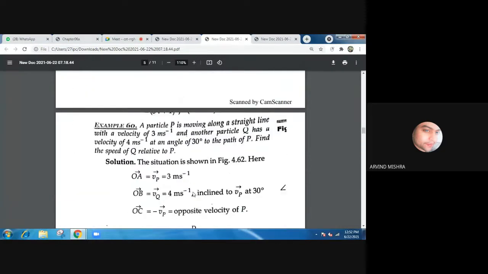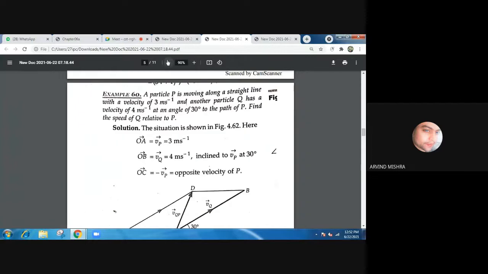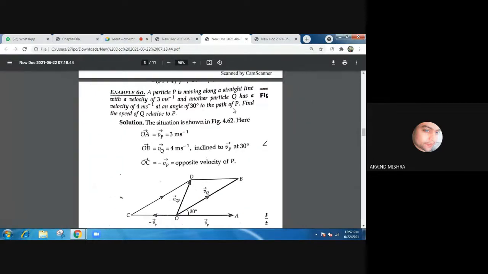Now look at this problem. A particle is moving in a straight line with the velocity 3, and another vector Q has a velocity 4 meter per second at an angle of 30 degrees. You can see in the diagram we have given P and Q with a 30 degree angle. Find the speed of Q relative to P.